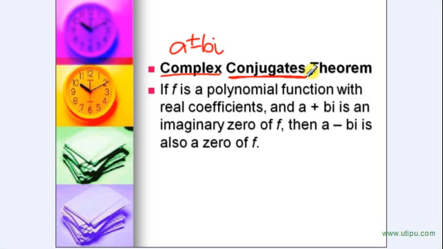So the complex conjugates theorem says if f is a polynomial function with real coefficients, meaning no imaginary numbers involved, and if we're told that a plus bi is an imaginary zero of f, then its complex conjugate, a minus bi, must also be a zero of f. Because when you multiply complex conjugates, they get rid of the imaginary number, and thus would give us real coefficients. There's a similar theorem that we'll look at next.